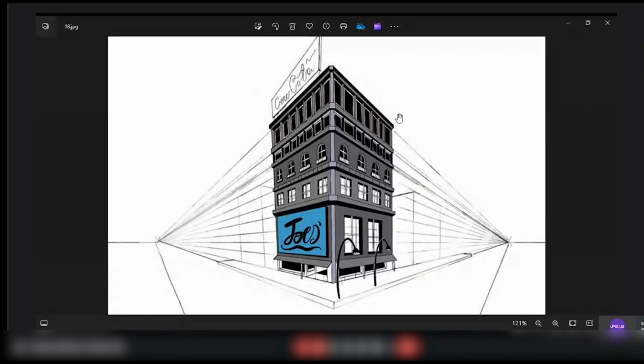Can you guys see this image? Guys? Yes, yes. So can anyone tell me what two-point perspective might mean? What do we mean by two-point perspective?